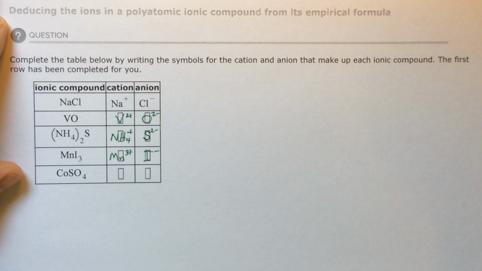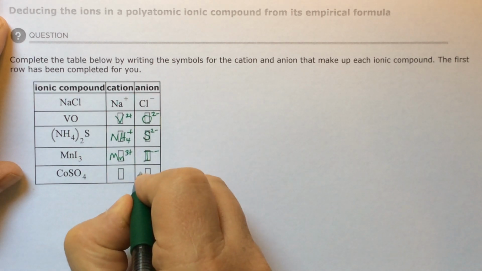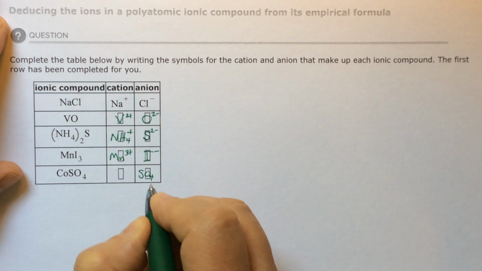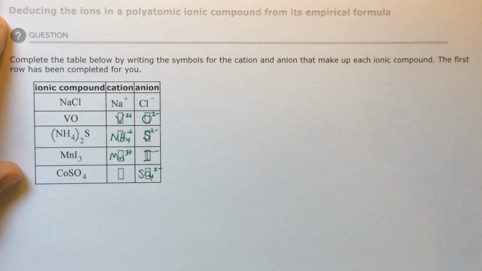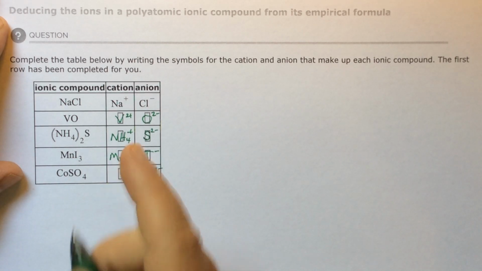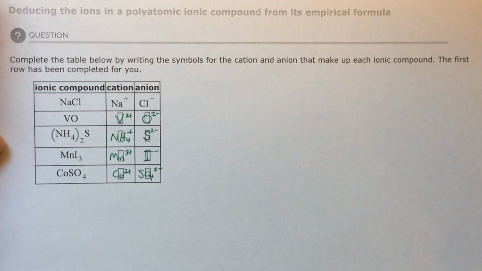Okay, the last one, called cobalt sulfate. Sulfate is your polyatomic ion, SO4. You memorize it. SO4 is negative 2. Sulfate's negative 2. Cobalt then has to balance with the negative 2, so it's going to be cobalt positive 2.